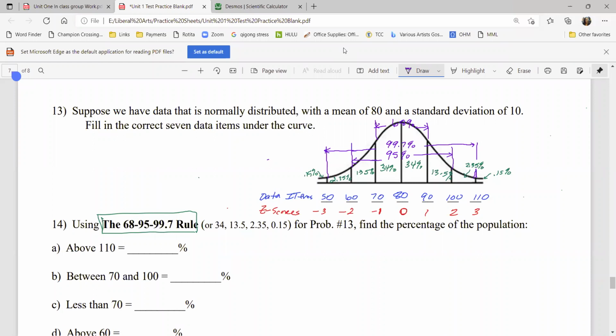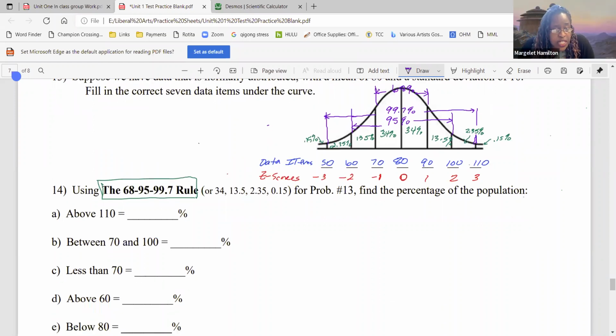Okay. All right, so now let's go ahead and work the problem. So now it says, find the percentage of the population that is above 110. So when we look at our graph, we're going to go to 110, and above 110 would be right over here, this little tidbit right here. What percentage is that? 0.15. Did we have to add anything up? No, ma'am.